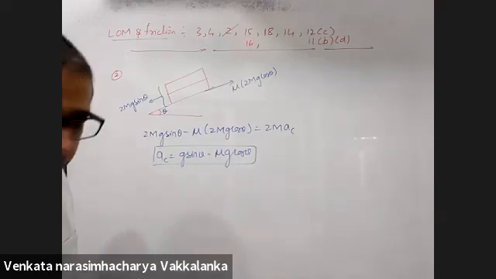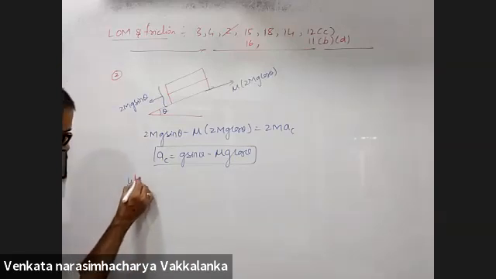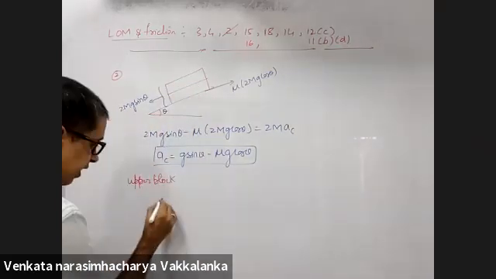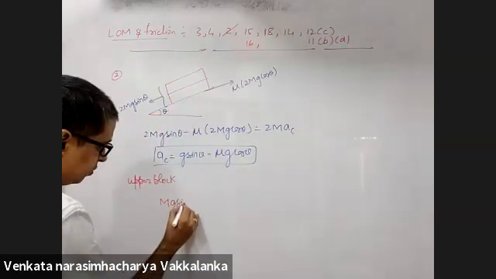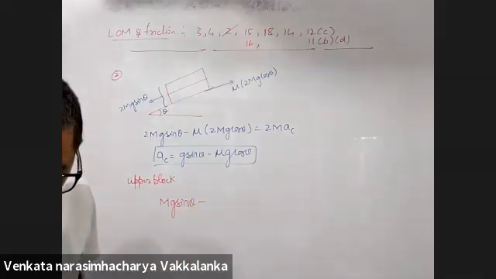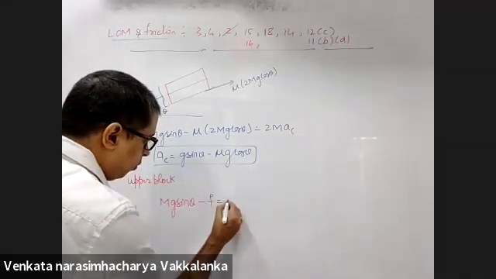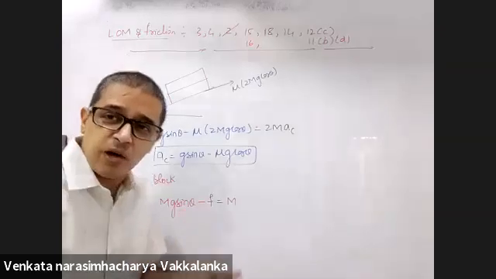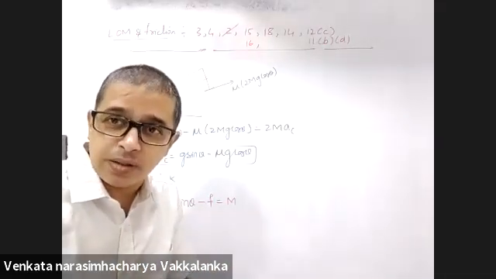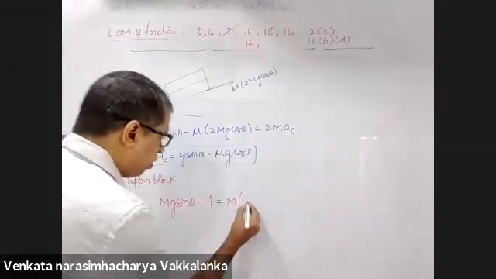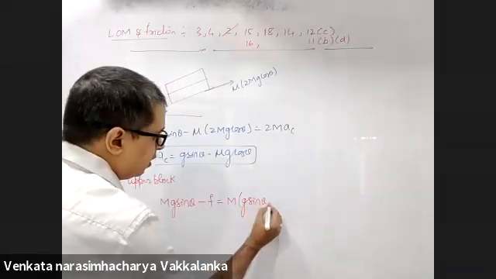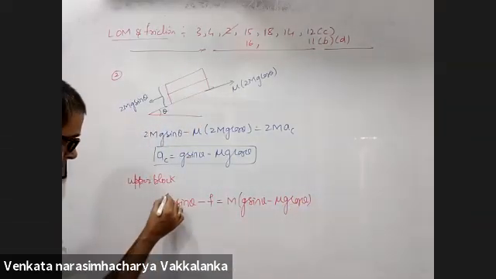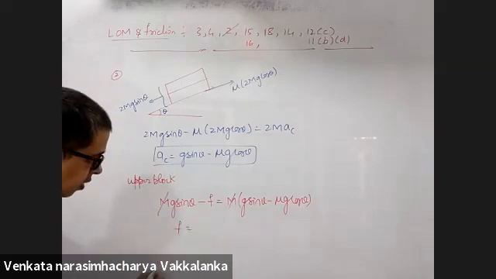Now, when you draw the free body diagram for the upper block only, I write capital M g sin theta minus friction is equal to capital M into A common. This is what we used to do. Find out the value of friction and verify if you have that friction or not. Am I right? What is A common here? g sin theta minus mu g cos theta. M gets cancelled out.